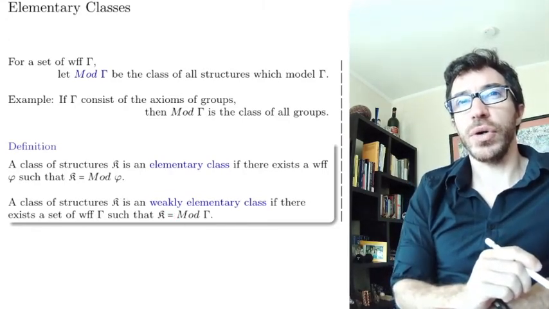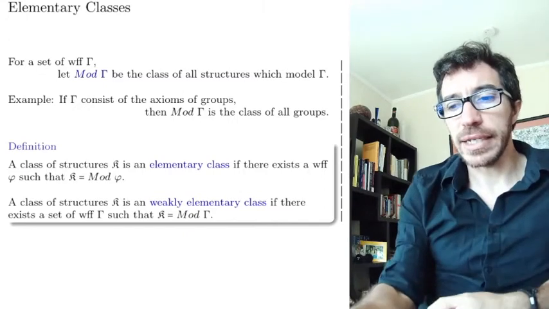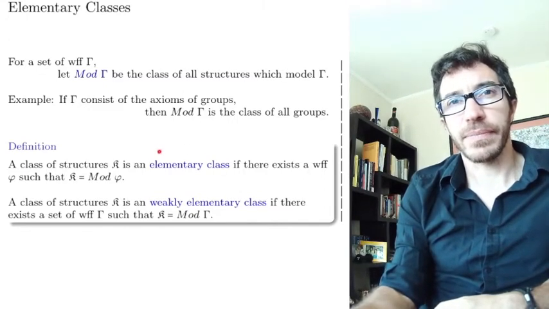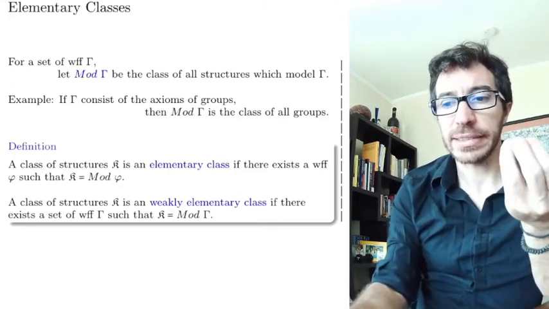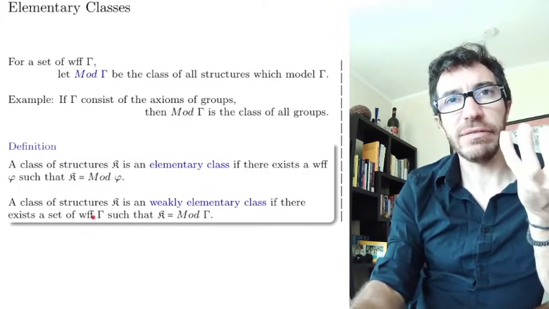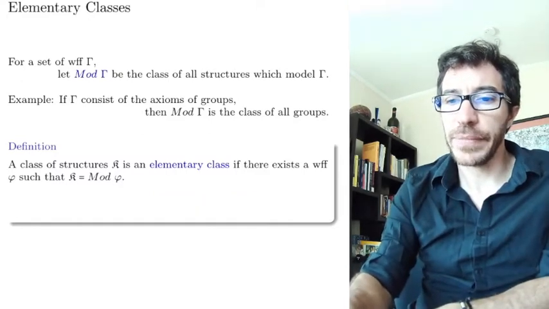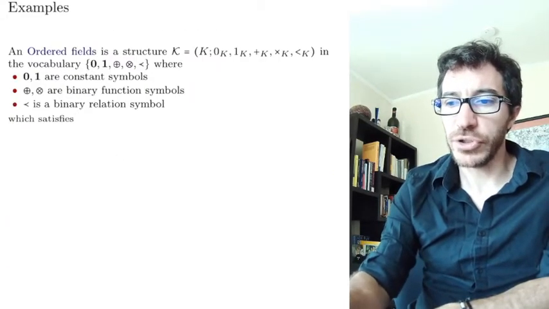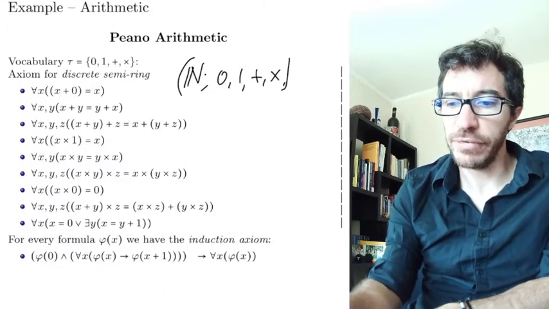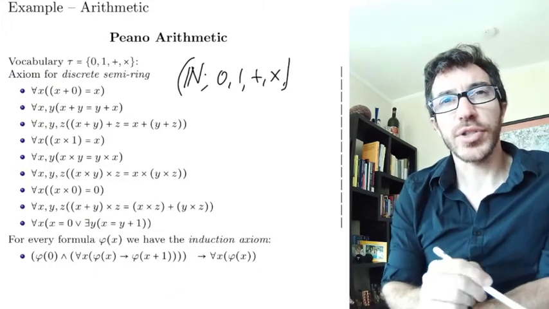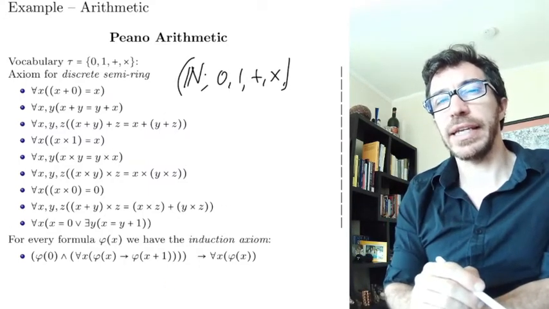Okay, so if you have finitely many formulas in your set, again, you can just put them together with ands, and actually you obtain an elementary class. So weakly elementary classes are actually not elementary when this set gamma is infinite and there is no way to make it smaller. Okay, so the axioms for Peano arithmetic, the example that we showed, there are infinitely many axioms right here, because for each formula phi we have an induction axiom for phi. So this set of formulas is an infinite set, and it's not equivalent to any finite subset.